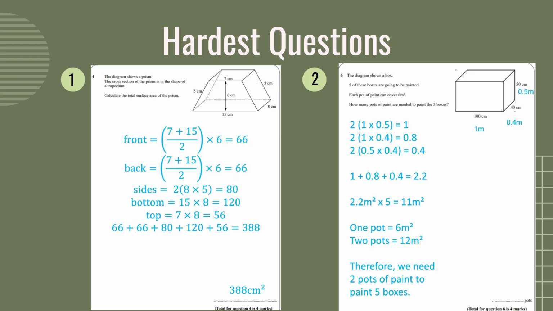It says in the question we've got 5 of these boxes. So we do 2.2 times 5, which gives us 11. And it says each pot of paint can cover 6 meters squared. So obviously we're going to need 12 meters squared, because 6 is less than 11 and 12 is bigger than 11. Therefore, we'll need 2 pots of paint to paint the 5 boxes. So our final answer is 2 pots.